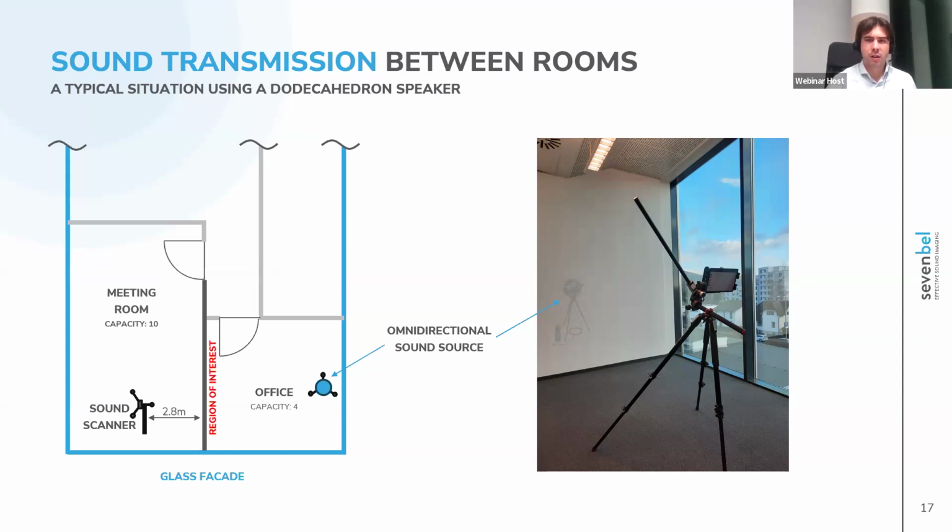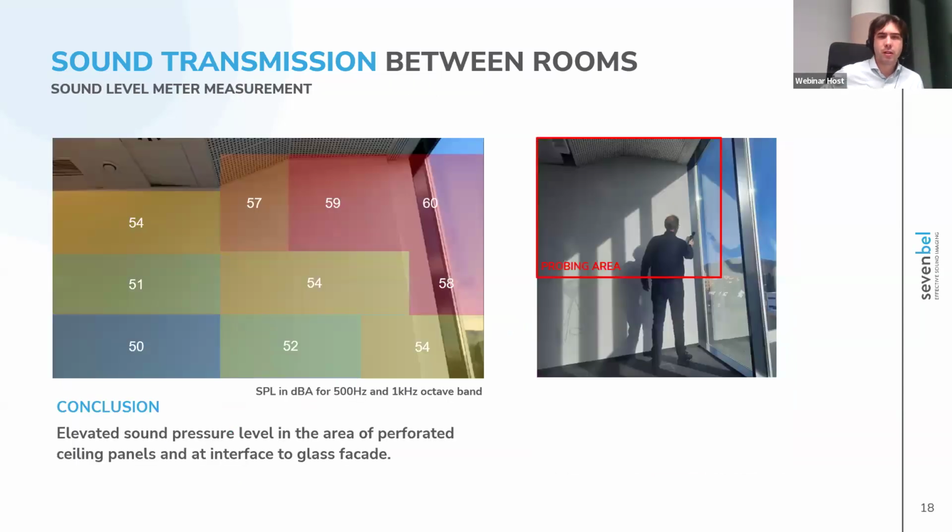This will let us understand how well that partition prevents sound from going from one side to the other. And with the sound scanner, we will try to understand how that sound is propagated from one side to the other. So this would be the traditional method. First, we would, of course, obtain a transmission loss curve.